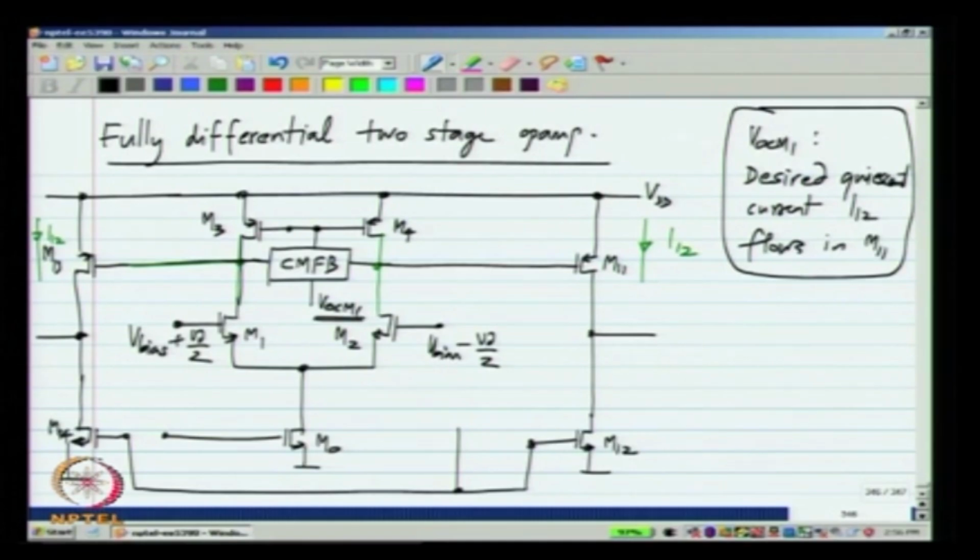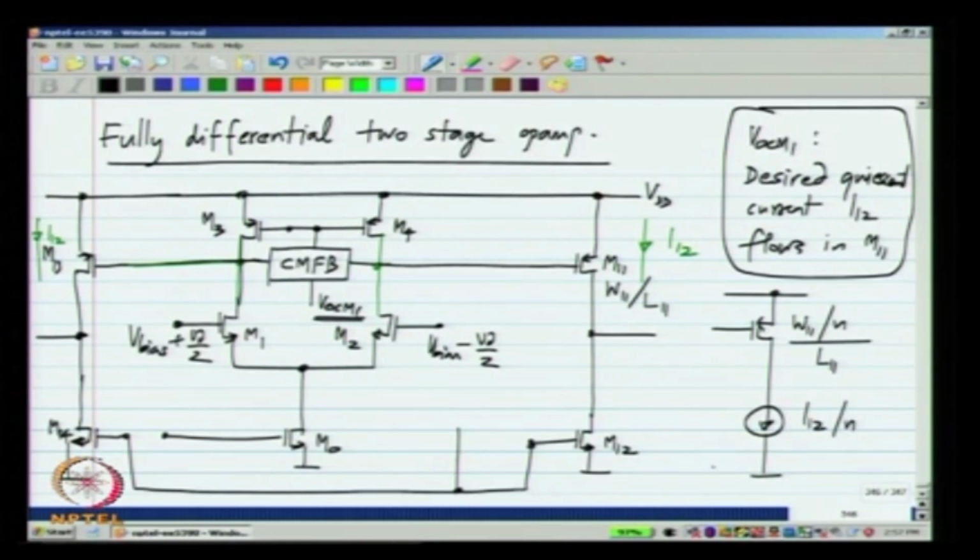And how do we produce that VOCM 1? So, let us say we make a replica of M11. Let us say M11 has a certain width by certain length. Here we make, let us say, some sub multiple of that width divided by 11, and we bias it with a current I12 divided by N. Okay. That is, the desired current in M11 is I12. Here we put I12 by N just to save current, and then we also have a transistor whose width is 1 over N times the width of M11, and then we diode connected. Okay.